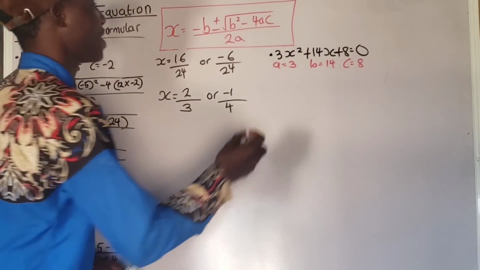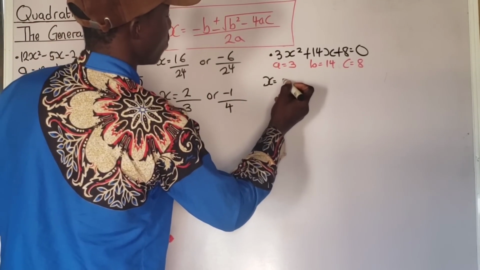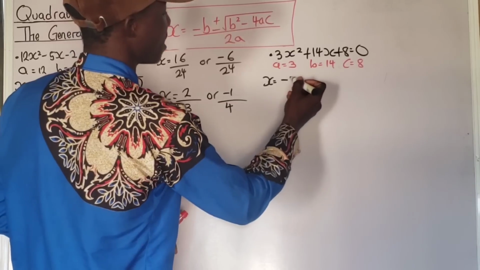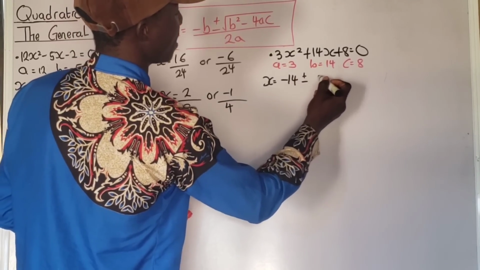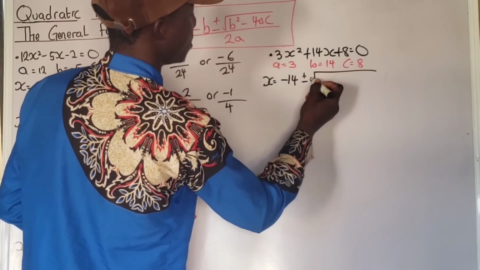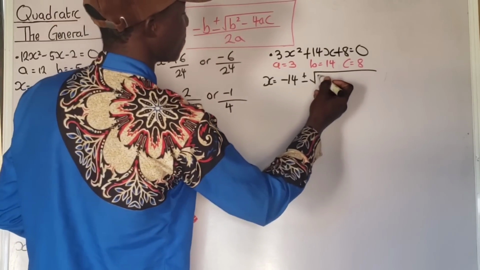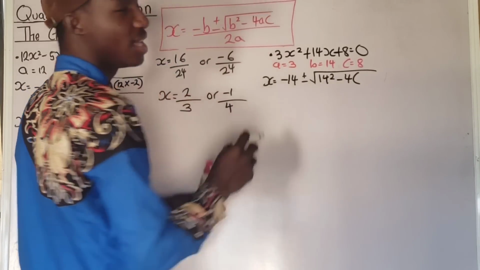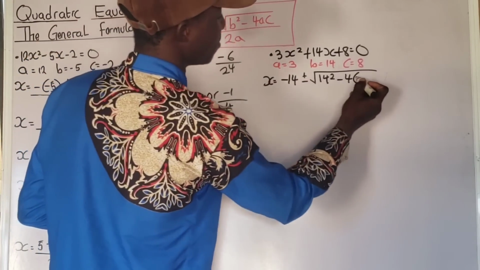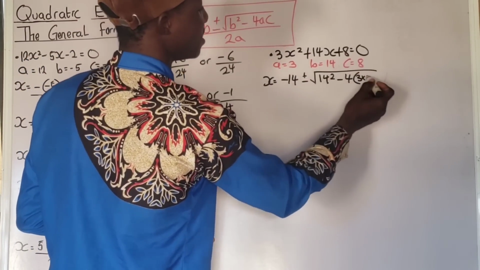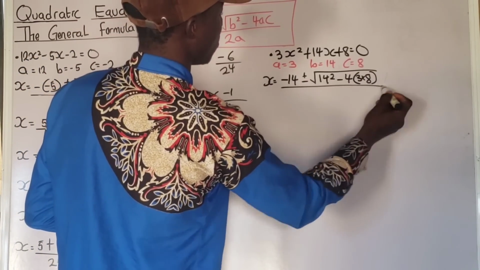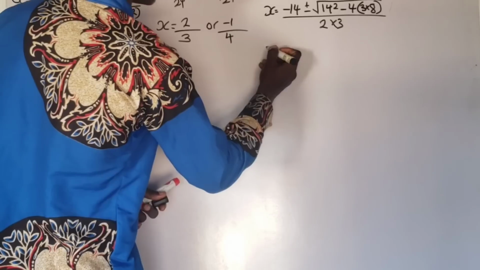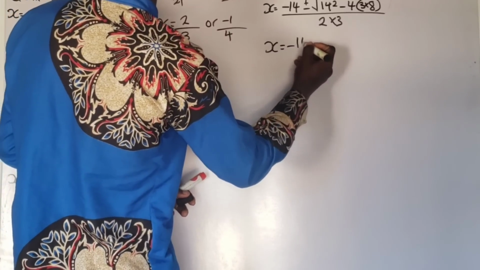So I'm going to have x equals minus b. Minus b is minus 14, plus or minus the square root of b squared. B is 14, so I'm going to have 14 squared minus 4 multiplied by a. A is 3, so 3 multiplied by c. C is 8, all over 2 multiplied by a. A is 3, so x equals negative 14 plus or minus.